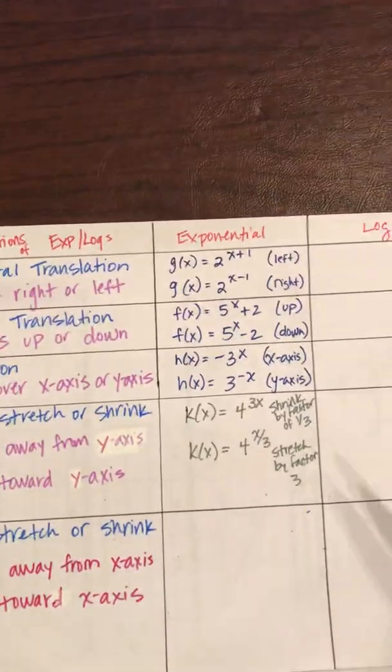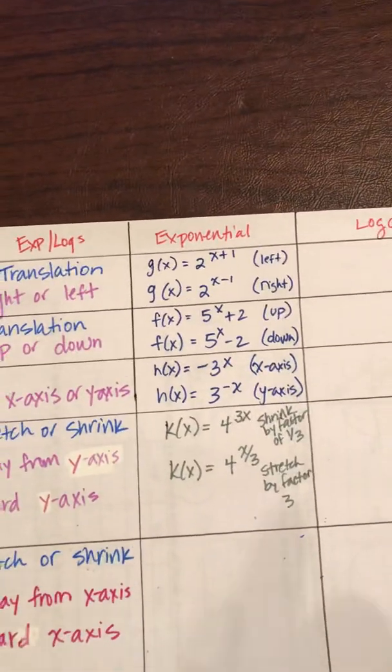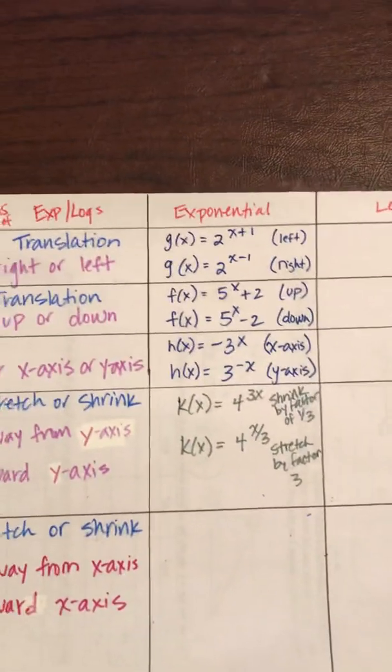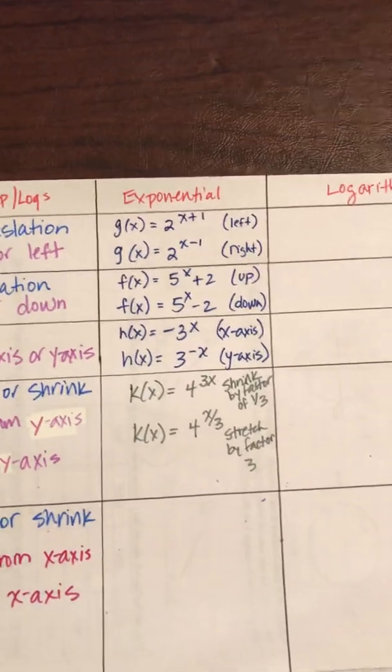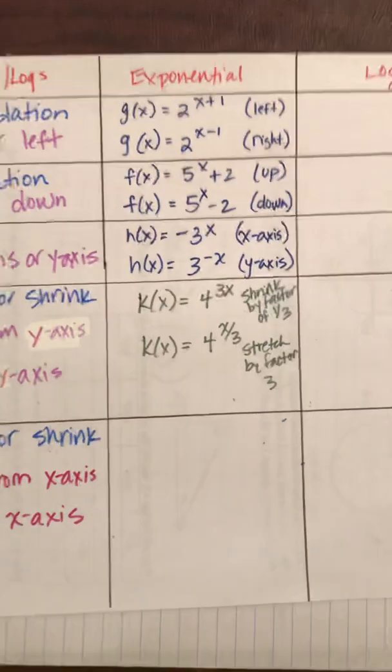So remember, horizontal means left to right. So imagine you're pulling it left to right, pulling that exponential graph either left or right. And so it's causing the graph to either shrink or stretch.